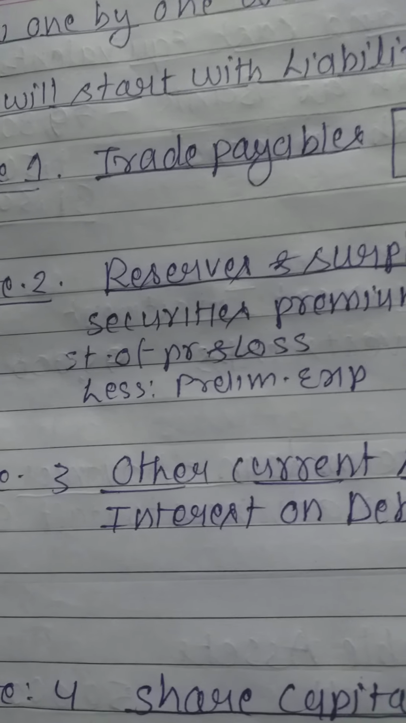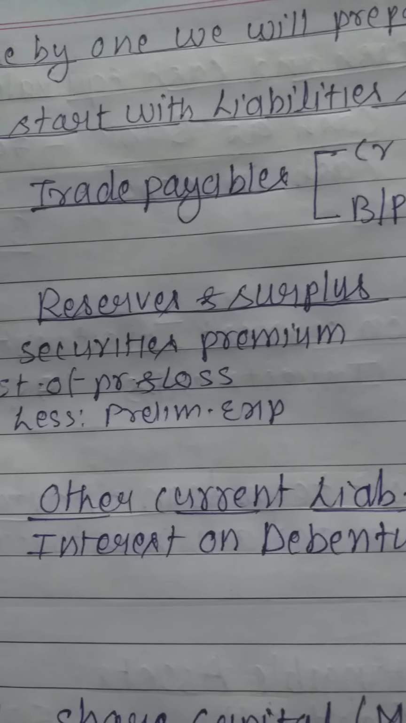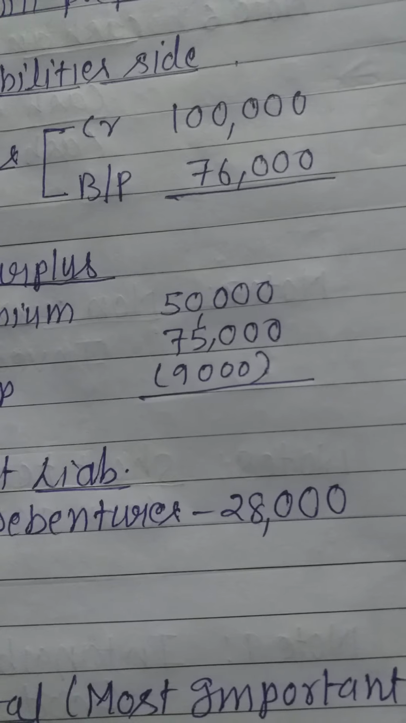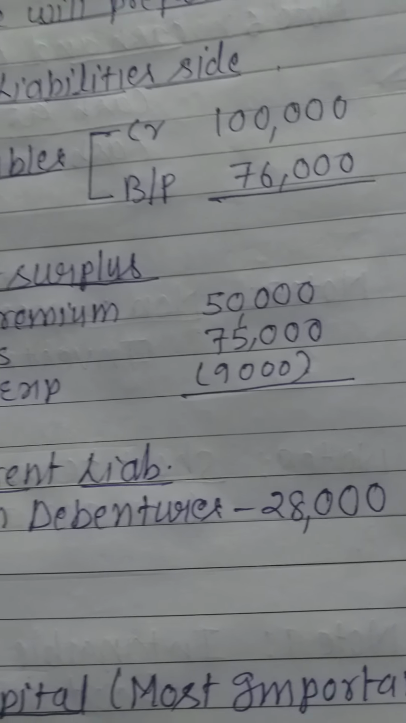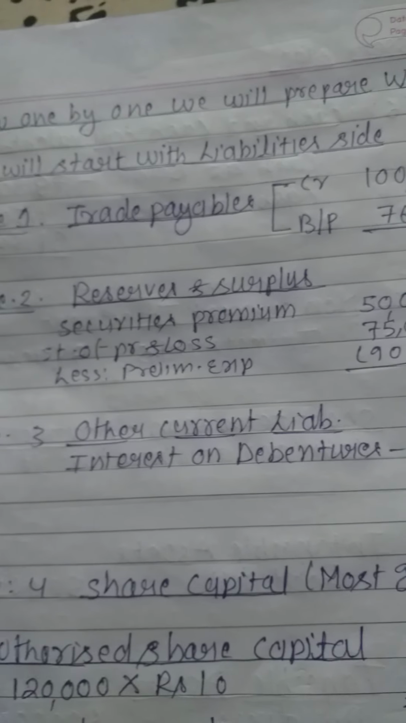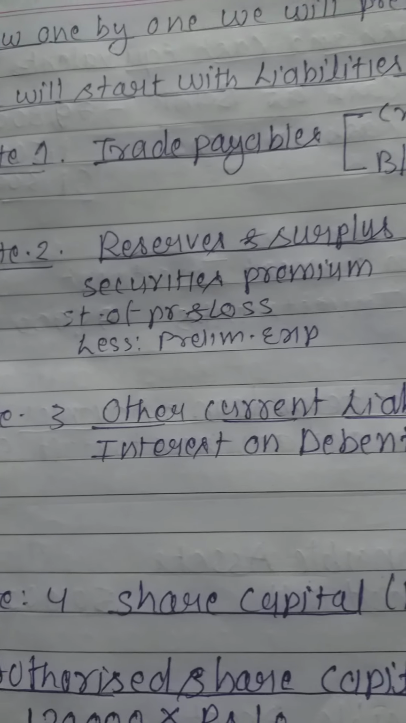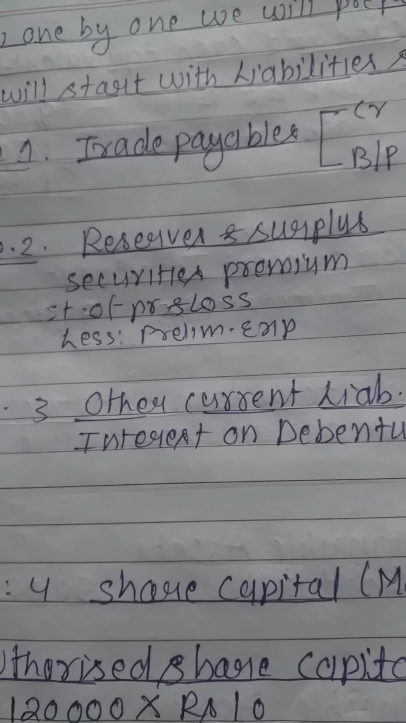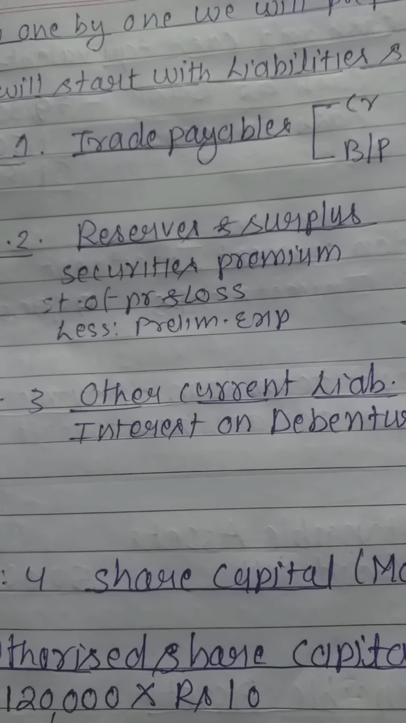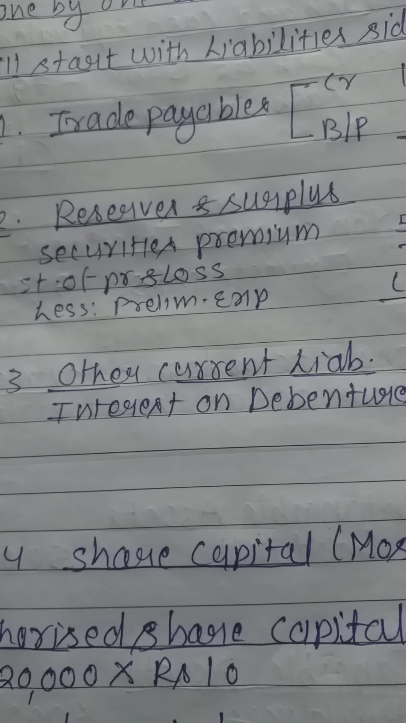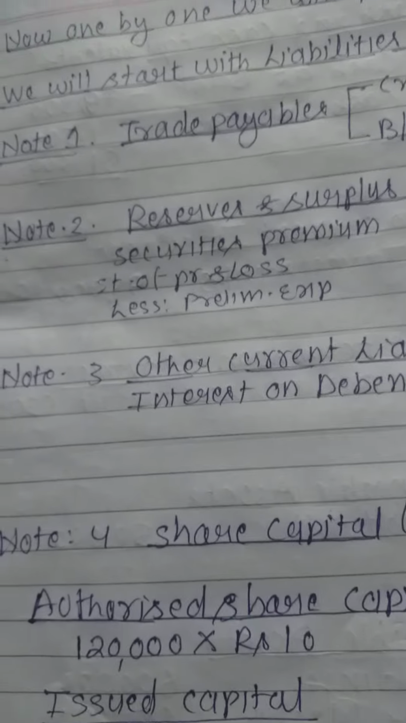What else you have to write? Statement of profit and loss. What is the amount? 75,000. Are you getting it? Because surplus means profit, and profit will come under which heading? Reserves and surplus. First of all, you have to write all the reserves, and then you have to write surplus. Fine.